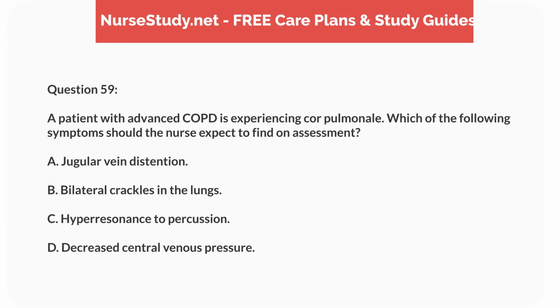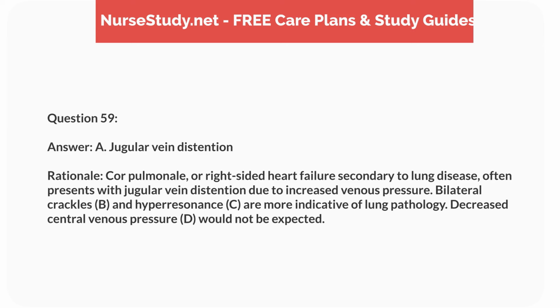Question 59. A patient with advanced COPD is experiencing cor pulmonale. Which of the following symptoms should the nurse expect to find on assessment? A. Jugular vein distension. B. Bilateral crackles in the lungs. C. Hyperresonance to percussion. D. Decreased central venous pressure. Answer: A.